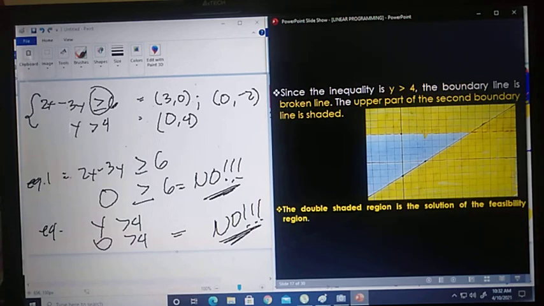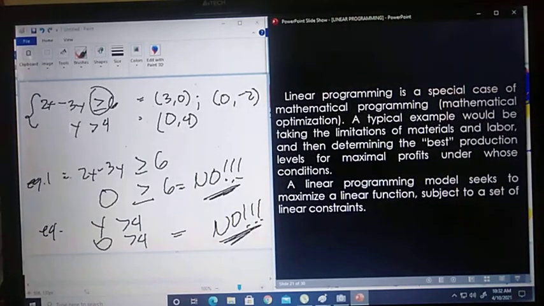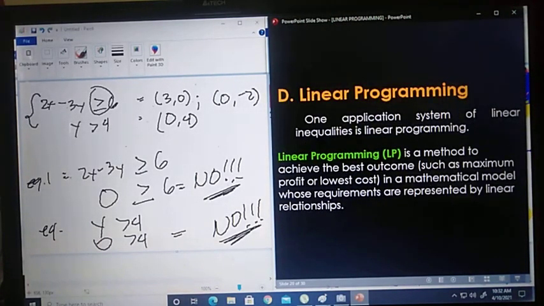Next meeting, focus na tayo sa linear programming. Diyan na tayo mag-focus next meeting. Linear programming na tayo.